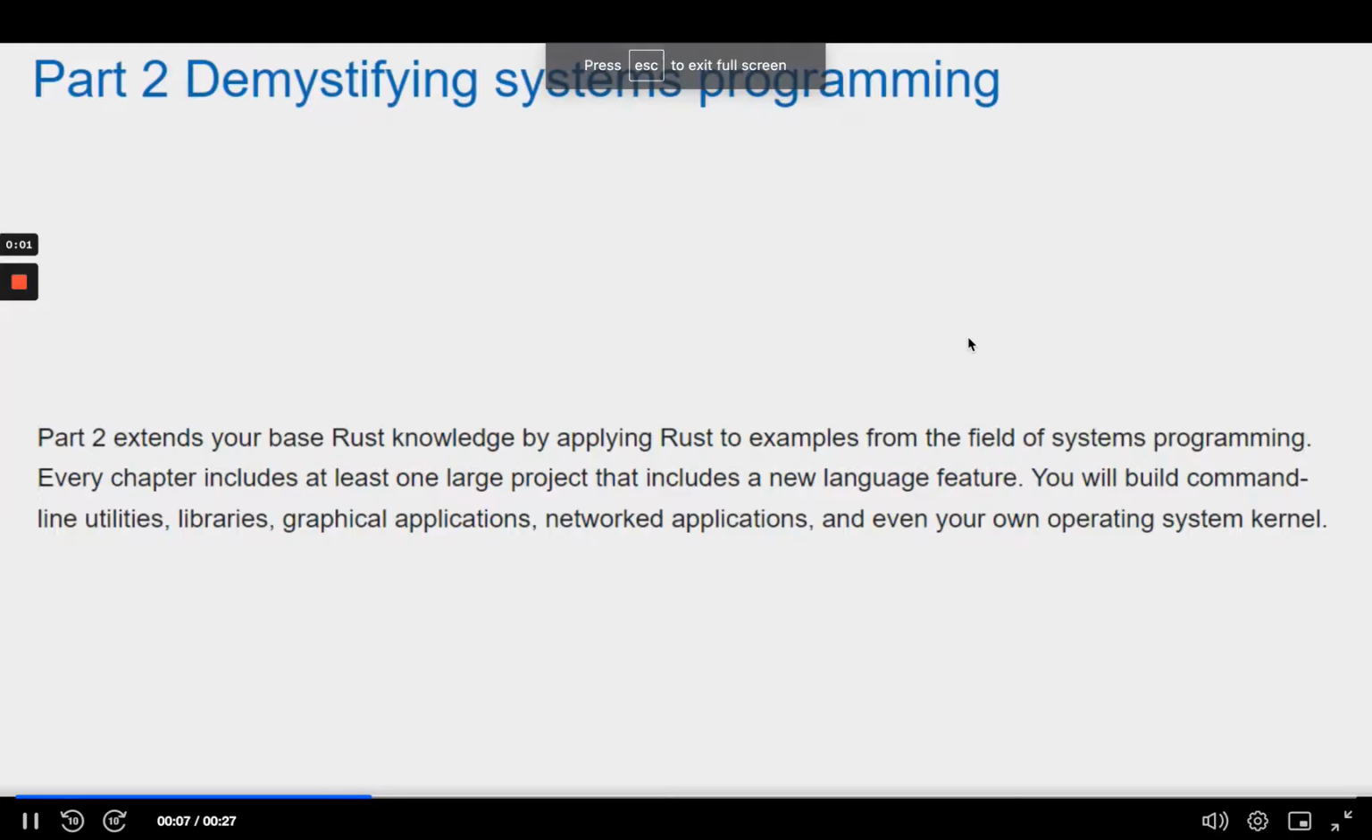your base Rust knowledge by applying Rust to examples from the field of systems programming. Every chapter includes at least one large project that includes a new language feature. You will build command line utilities, libraries, graphical applications, networked applications, and even your own operating system kernel.